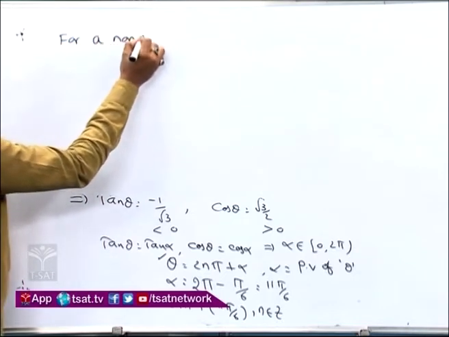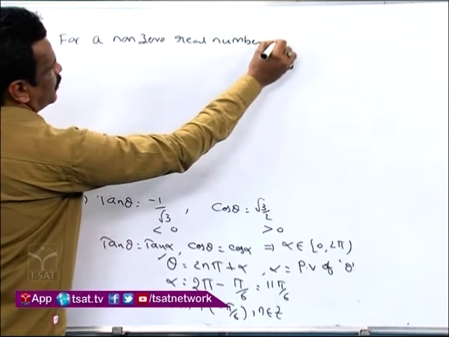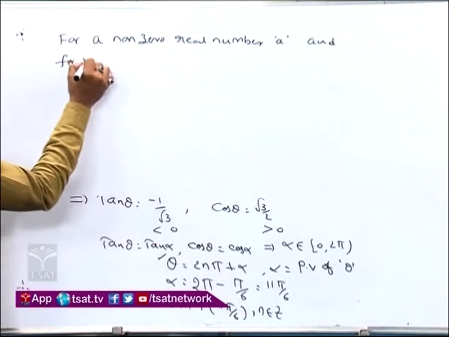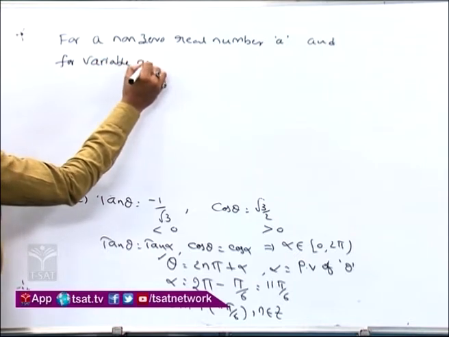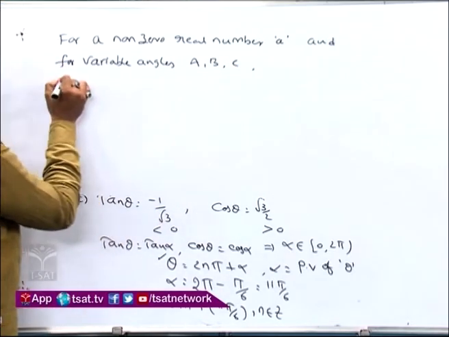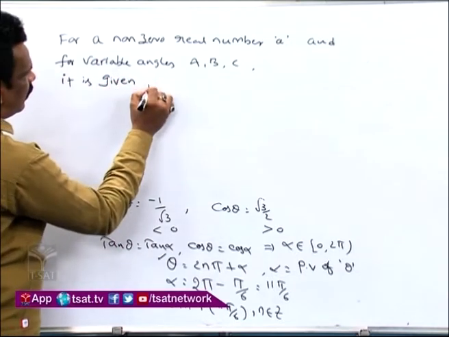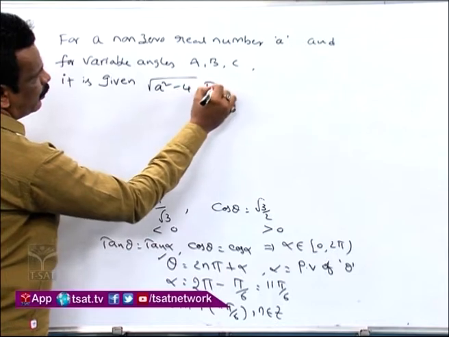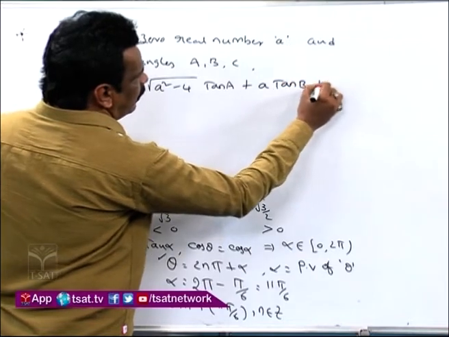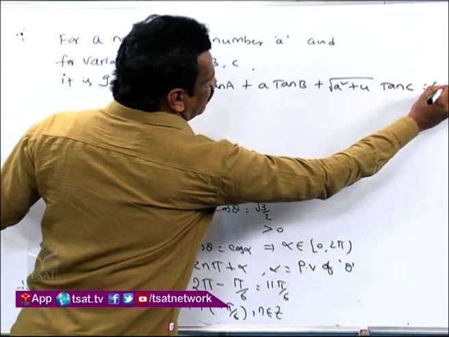For a non-zero real number a and for variable angles A, B, C, it is given that root of a square minus 4 into tan A plus a tan B plus root of a square plus 4 into tan C is given to be, suppose, 6a.